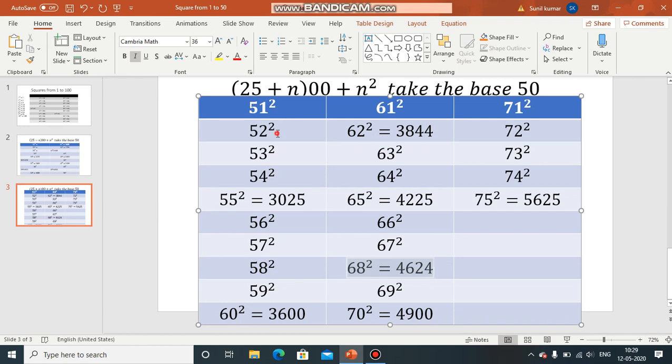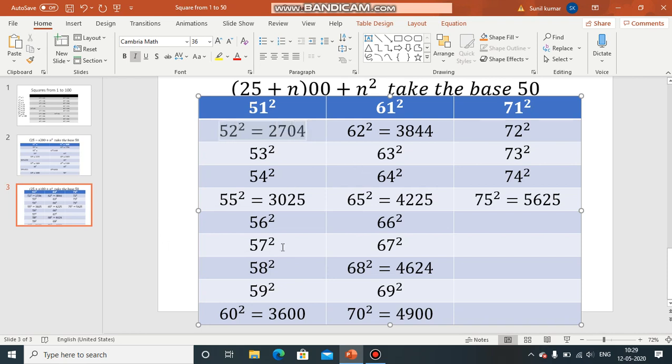Let's go to 52 square, which is very simple. Let us take a simple one and a difficult one parallelly, so that we can understand, and the remaining you can solve. 52 square is 50 plus 2 whole square, so n is 2. When n is 2, it is so simple. 25 plus 2 is 27, so 2700 plus 2 square, which is 4. So after 27 you write 04.